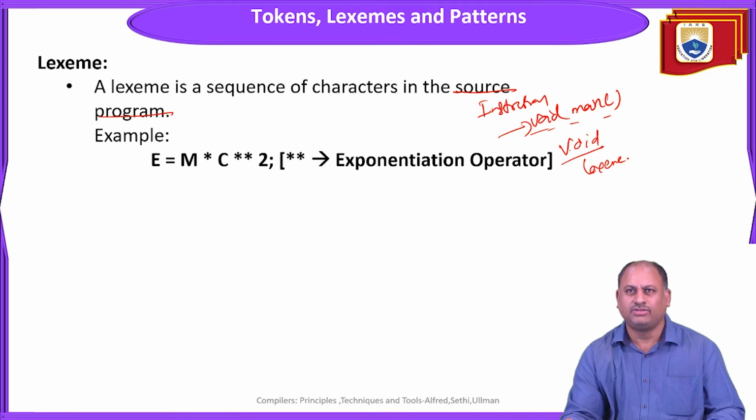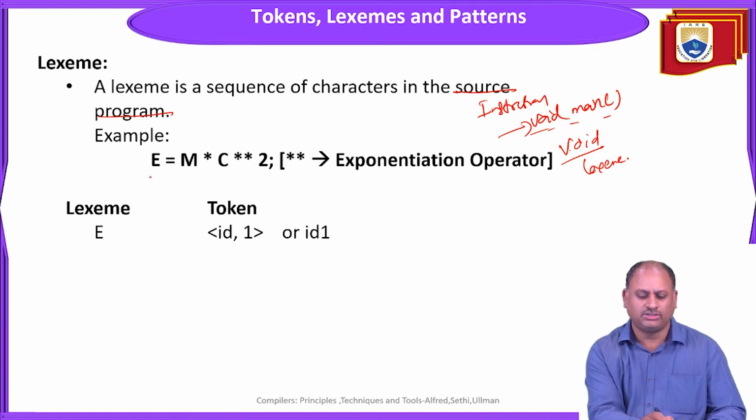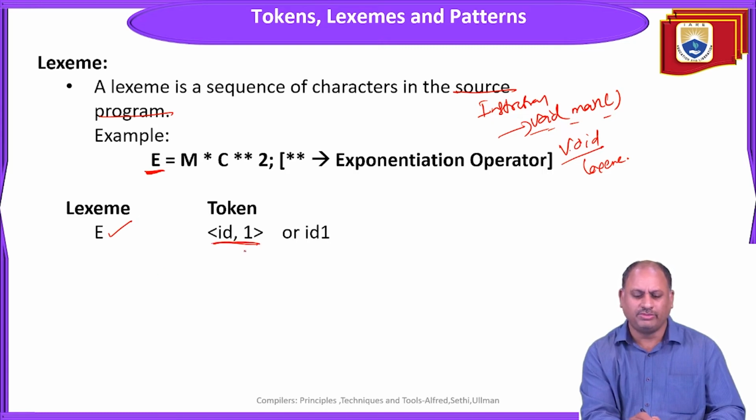For example, here we have taken an example, E = MC^2. In this expression with the exponential operator, we have to find out what the lexemes and tokens are. The first lexeme, the symbol on the left-hand side, E, is recognized as a lexeme, and inside the symbol table it stores some data structure of type ID 1. Why? Because ID is nothing but an identifier, also called a variable, and the value.